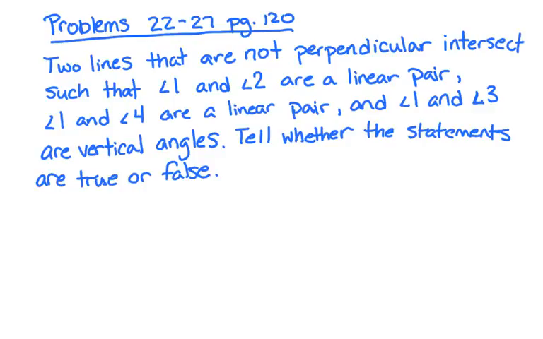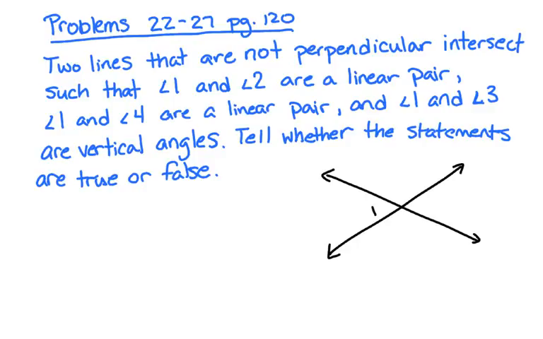So on this one it says two lines that are not perpendicular intersect, such that angle 1 and angle 2 are a linear pair, and angle 1 and angle 4 are a linear pair. Angle 1 and angle 3 are vertical angles. Linear pair means that these two angles are supplementary. And remember, these lines are not perpendicular, but they intersect each other. So it's going to look something like this. They intersect, but they're not perpendicular. And then it says 1 and 2 are a linear pair.